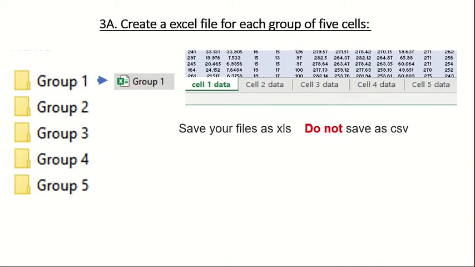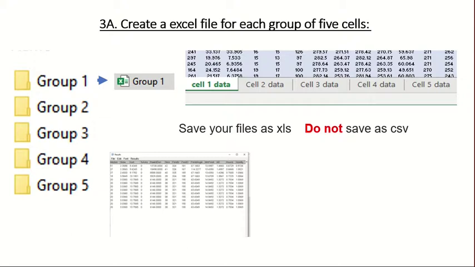In addition, in each Excel file, you can make 5 tabs like this one: 1, 2, 3, 4, 5, and I suggest you use names like cell number 1 data, or cell 1 data, or cell number 1, or cell 1. Any of those names that can help you to collect the data of a single cell.